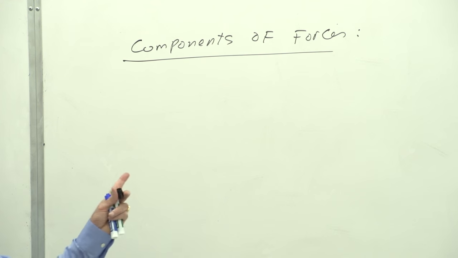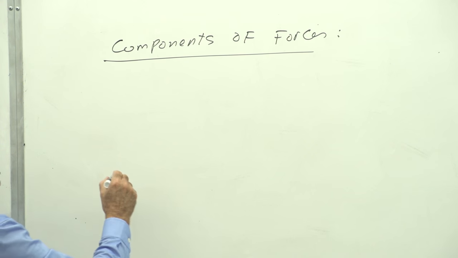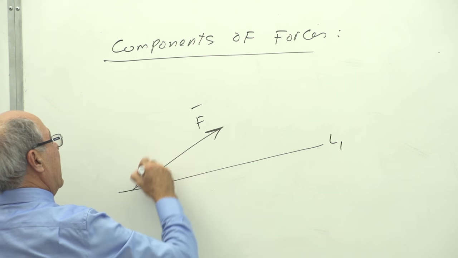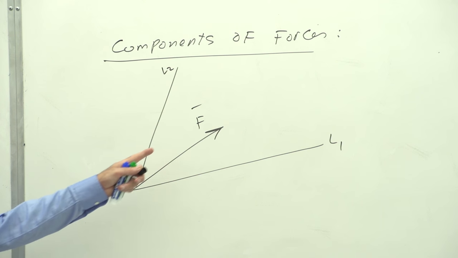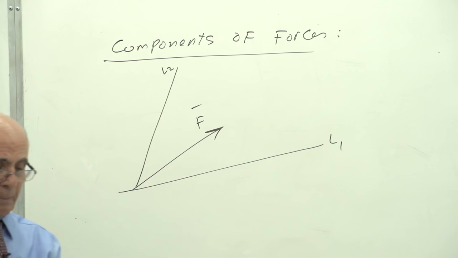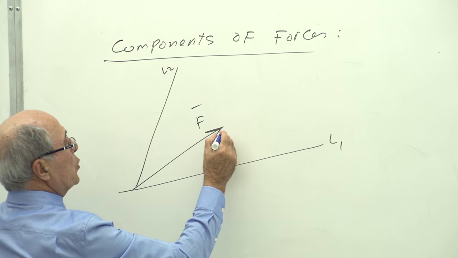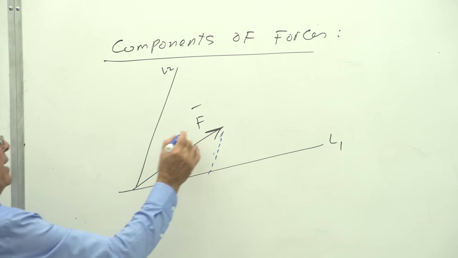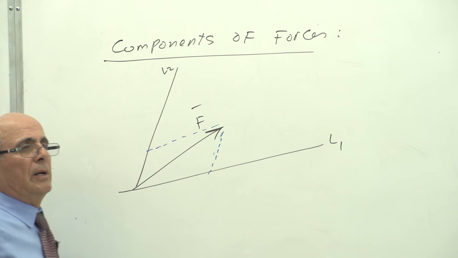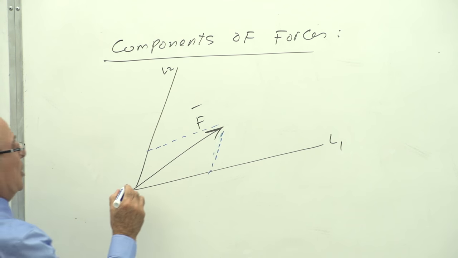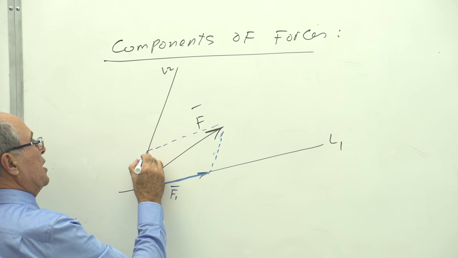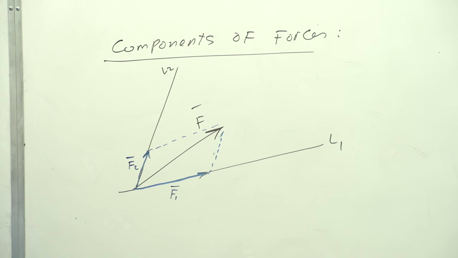Okay. In general, let's talk about it in general, and then we make it more specific. In general, if you have a force here, and you have two lines here, line one and line two, and you want to project that F over line one and line two, you have done that in the past in physics classes. You draw a line parallel to L2, and also you draw a line parallel to L1. Is that correct or not? And this force here in blue becomes F1, and this force here becomes F2. These are the two components of F over the lines, F1 and F2.